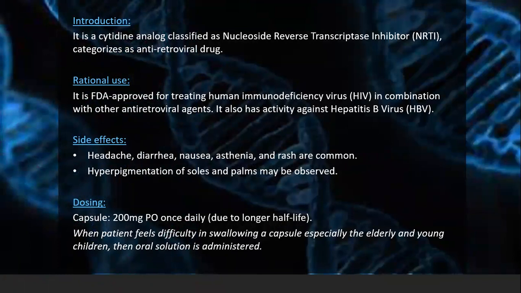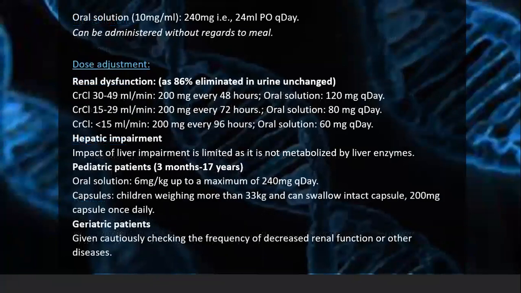Emtricitabine is available in two dosage forms, capsule and oral solution. When a patient has difficulty swallowing a capsule, especially the elderly and young children, the oral solution is administered. The dose for the capsule is 200 mg per oral once daily due to its longer half-life. The oral solution is available in the strength of 10 mg per ml, and the dose is 240 mg, that is 24 ml, per oral once daily.